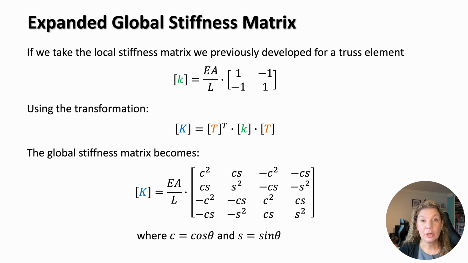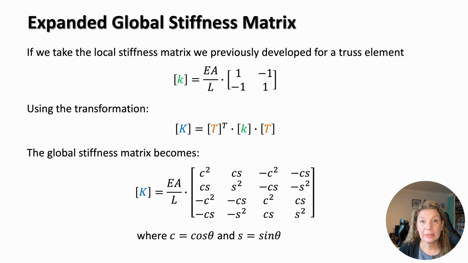Now we can see what the global stiffness matrix actually looks like when it's expanded. We start with a local stiffness matrix for a truss element, which is a 2x2 matrix scaled by EA over L. Applying the transformation K equals T transpose times K times T, the global stiffness matrix becomes a 4x4 matrix.